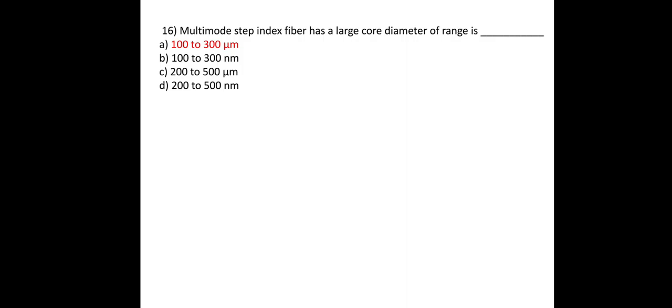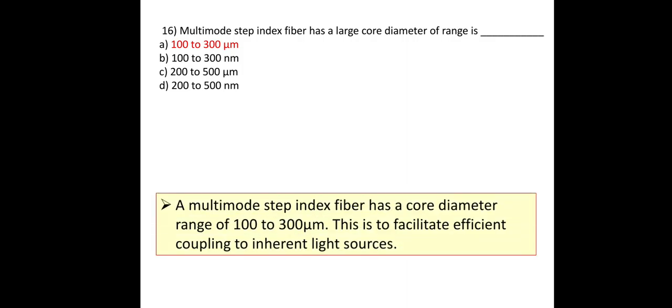Next question. Multimode step index fiber has a large core diameter in the range of ___. Option A, 100 to 300 micrometer. Option B, 100 to 300 nanometer. Option C, 200 to 500 micrometer. Option D, 200 to 500 nanometer. The correct option is A. The multimode step index fiber has a large core diameter in the range of 100 to 300 micrometer. This is a very important question.